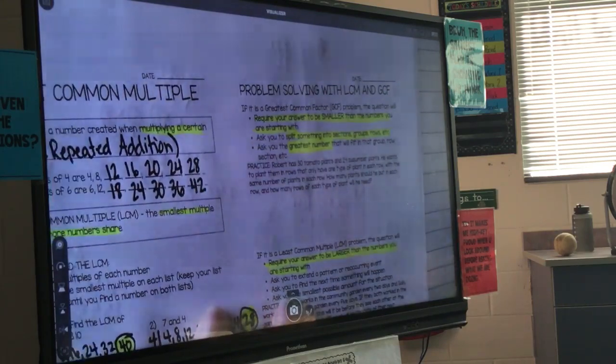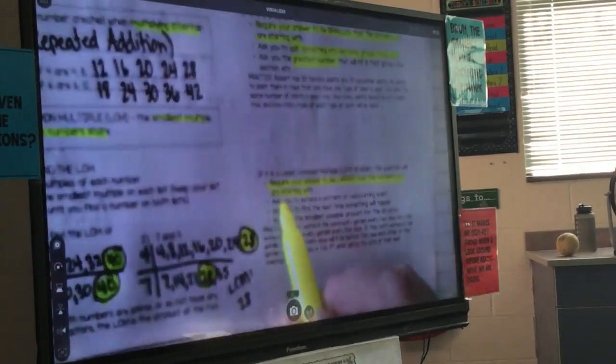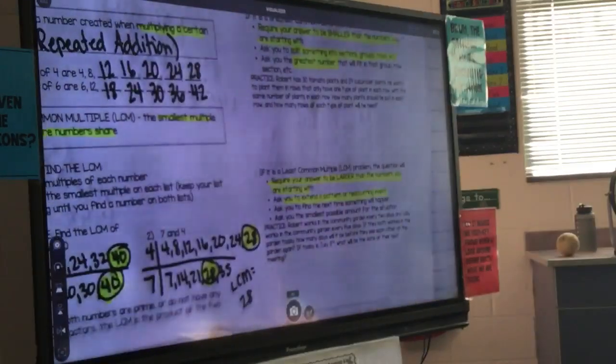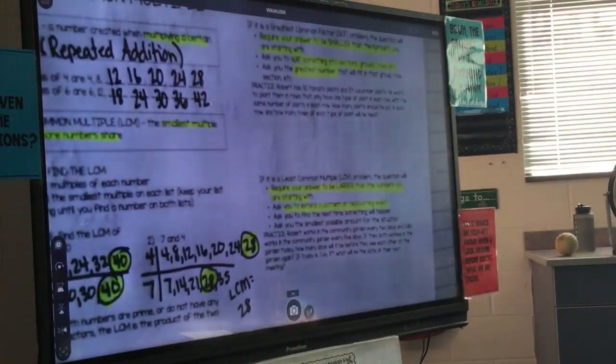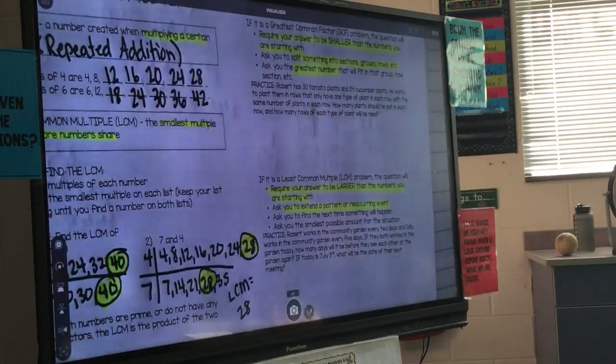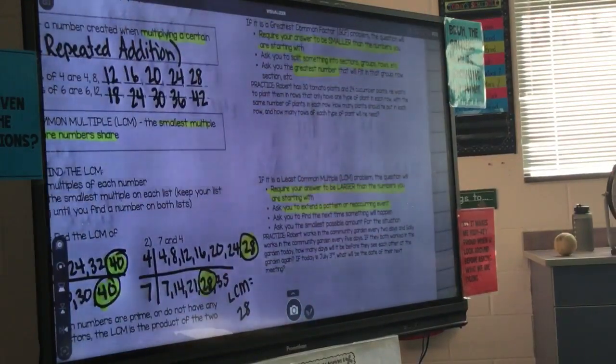Now, slide down real quick. Down here, it's going to ask you to extend a pattern or reoccurring event. This means it's going to ask you a question like, Sincere plays basketball, Miss Kinney plays soccer. And they have practice on every third Thursday and every third Tuesday. When are they both going to have practice at the same time? Like, that's a common multiple question. So you have to figure out when the practices are going to overlap. That was just an example. I don't know if it would ever actually work.